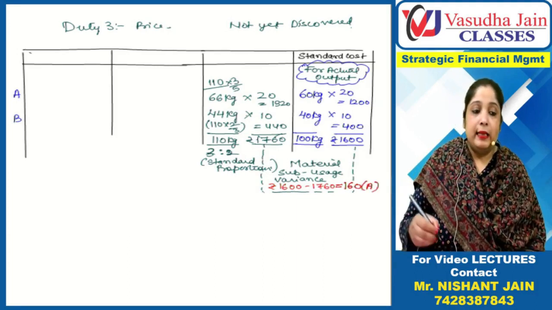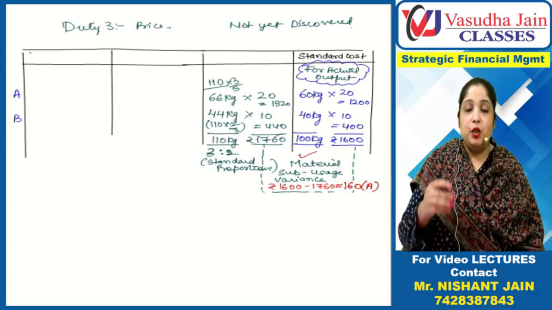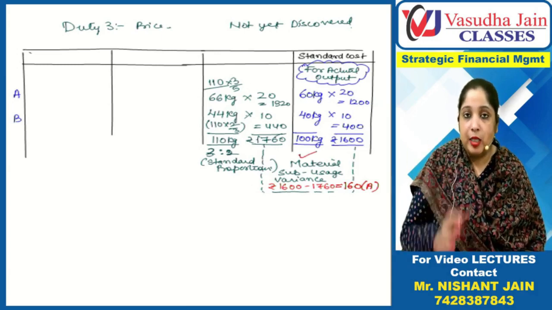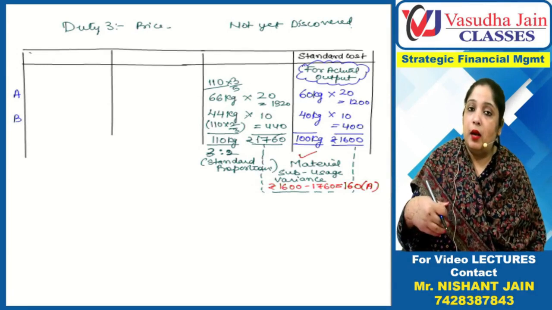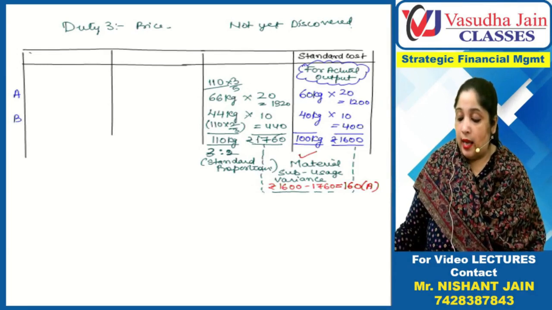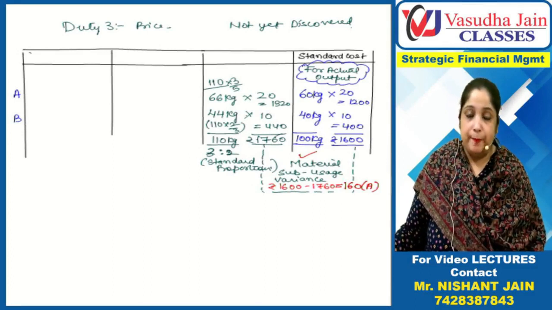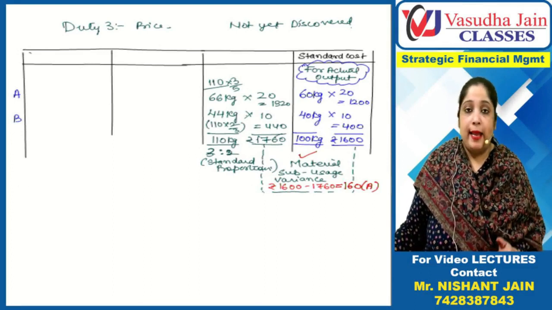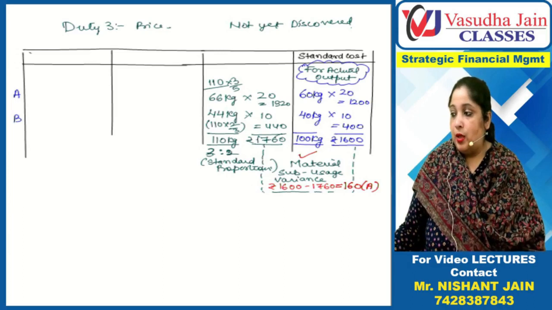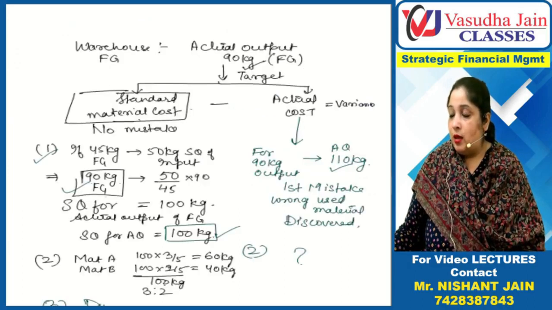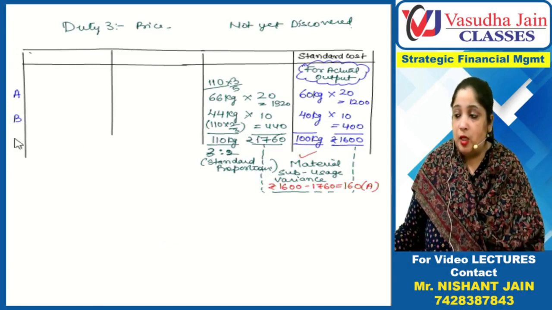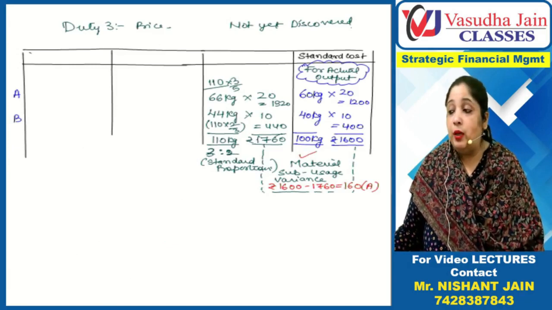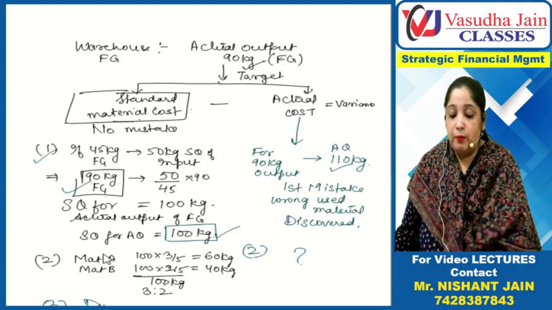So basically, this is called material usage variance. From the first mistake, it is now notified that the variance which has arisen is 160 rupees. Now let us go back and acknowledge the other mistakes also. Up till now in the computation, we have only acknowledged the first mistake, but we have given him duty number 2 also. What was duty number 2?